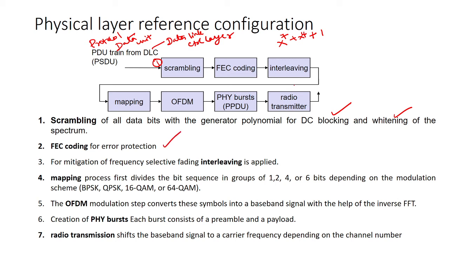Next is interleaving. Interleaving is a process where the required frequency is selected. How is the required frequency selected? It is selected by taking a transmission channel with memory and converting it to memoryless, that is, converting from with memory to without memory. So that is interleaving.